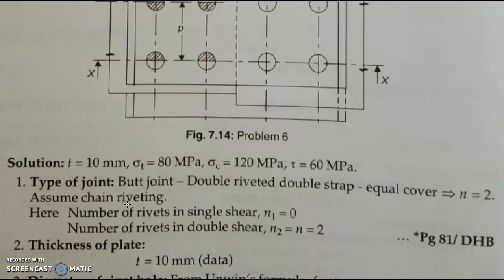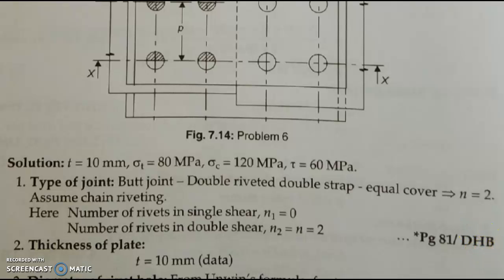We have two types of rivet. First one is chain rivet, another one is zigzag rivet or staggered rivet. We can consider this as chain riveting, and we can take the values for n1 and n2. Here n1 is equal to 0 because the single shear value is 0. Double shear will occur here, so n2 is equal to 2.